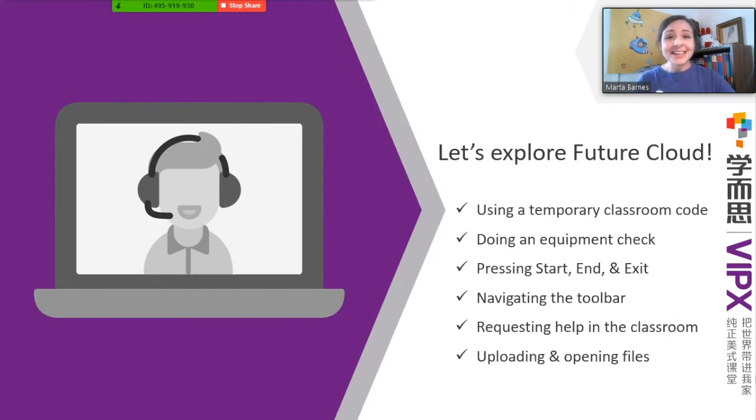All right, so in that case, now that we have the basics about understanding the external features of Future Cloud, let's explore Future Cloud by entering the classroom and understanding certain features. So here I'm going to do a walkthrough with you so that you understand how to use a temporary classroom code, how to do an equipment check, pressing start, end, and exit because it is important to note the difference between them, navigating the toolbar, requesting help in the classroom, and how to upload and open files. So we're gonna zoom right on over.